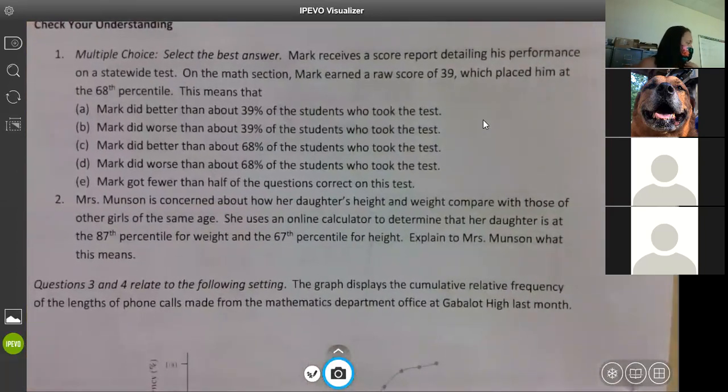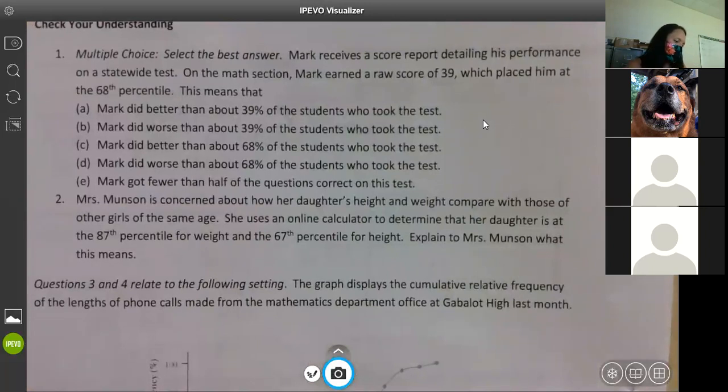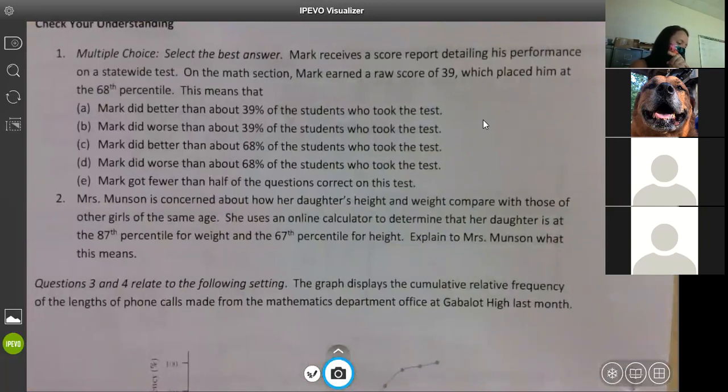All right, multiple choice. Select the best answer. Mark receives a score report detailing his performance on a statewide test. This is why it's important to know the way to write things. On the math section, Mark earned a raw score of 39, which placed him at the 68th percentile. This means that what?